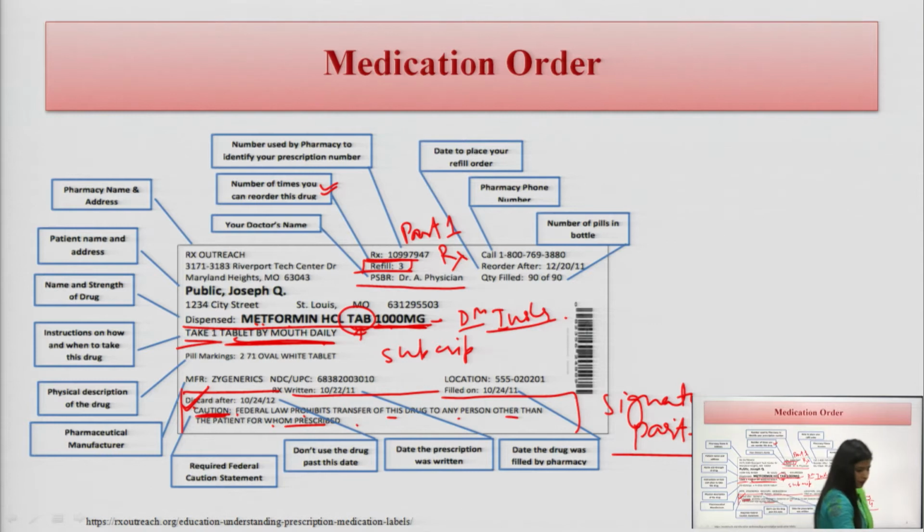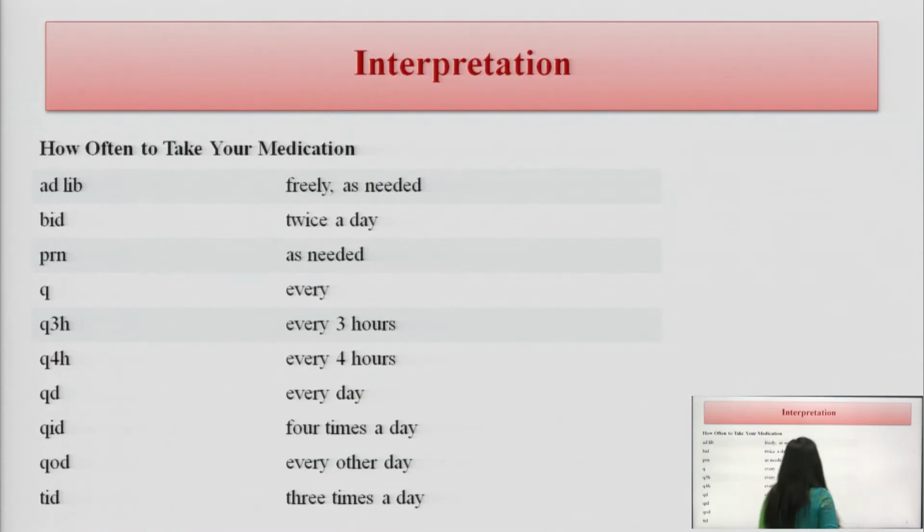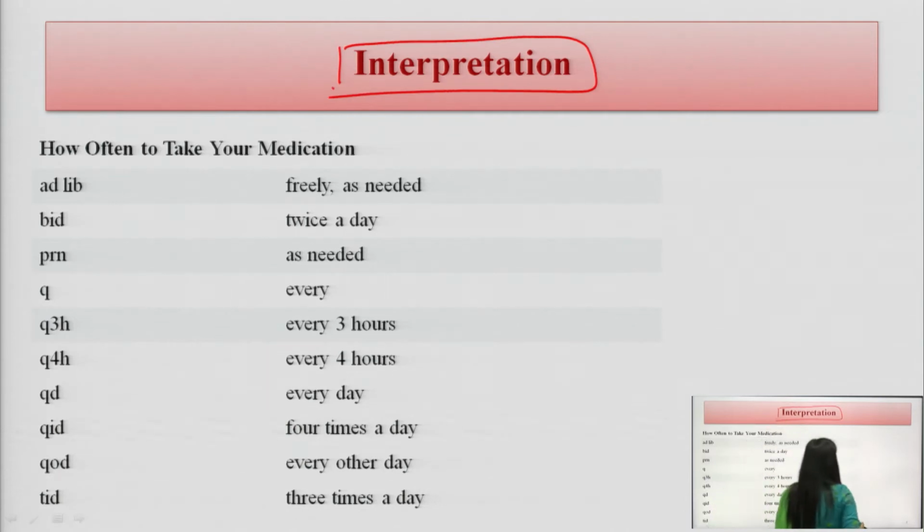Now, there is an interpretation part, as there are many prescription orders and some abbreviations are used in the prescription order. What are these abbreviations? We'll discuss. There are many more abbreviations, but we have just taken some examples here. Like ADLIB, this is one of the abbreviations. This means when it is needed.